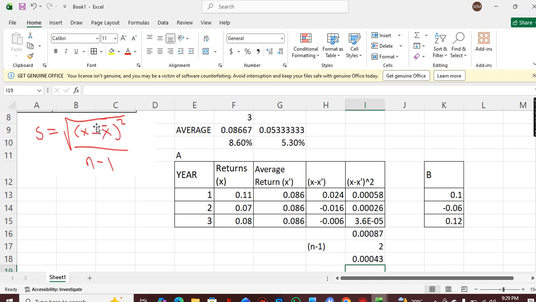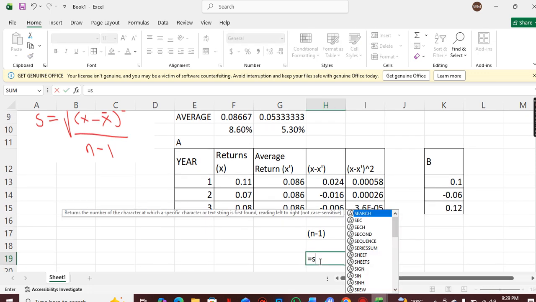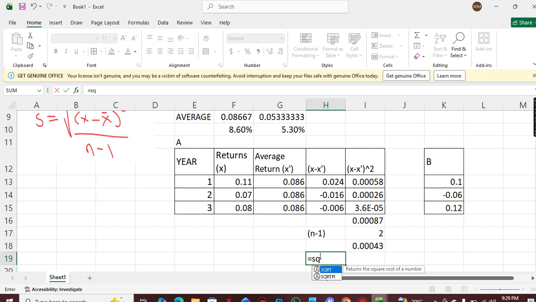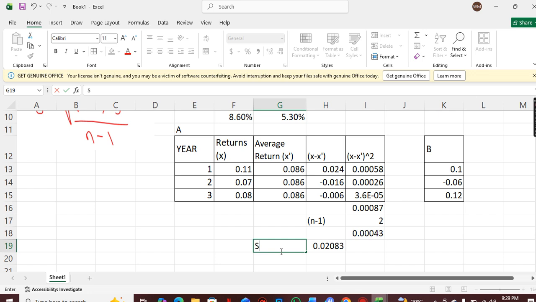What is left is just to get the square root. So we're going to say the square root of 0.00043 is 0.02083. That is the standard deviation. Any questions, colleagues?